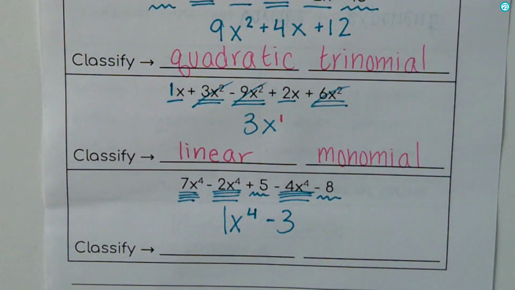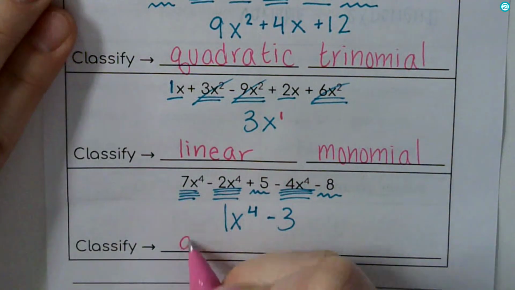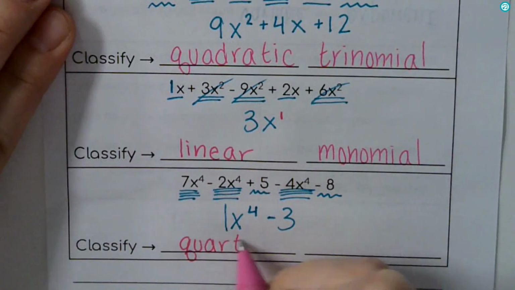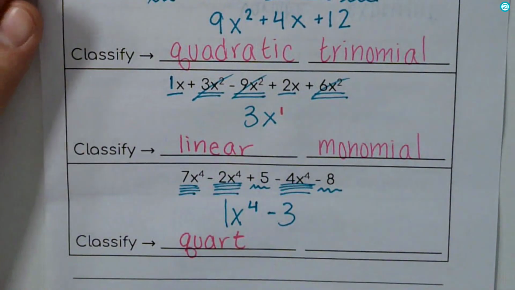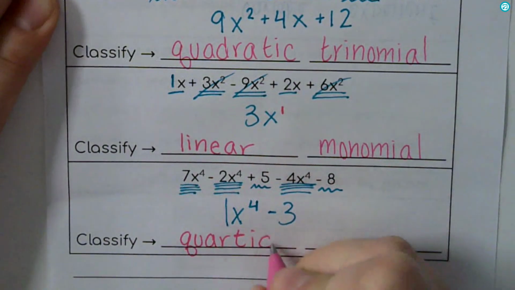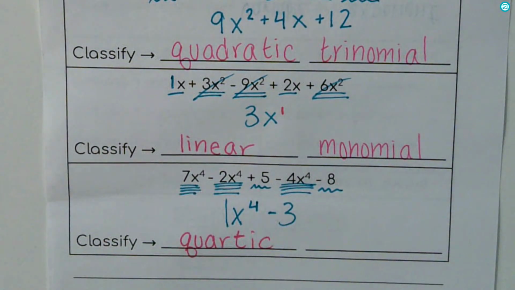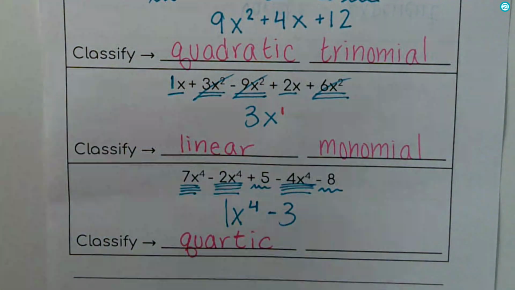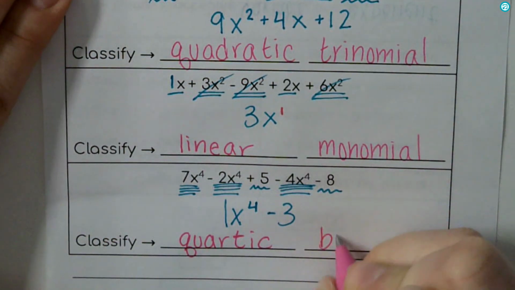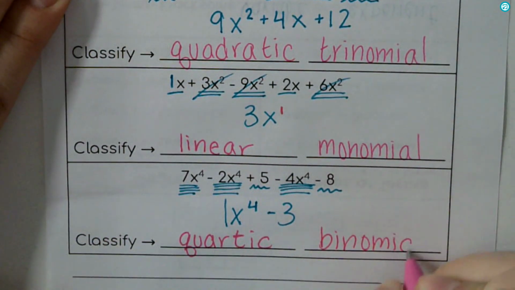Hey, this guy, highest exponent is 4. That is quartic. So it starts Q-U-A-R-T, like quarter. And then instead of E-R, it's I-C, quartic. Okay, and then how many terms do we have? Oh, you just said that. That's what you were saying. So that is a binomial. Those ones are easy to remember.